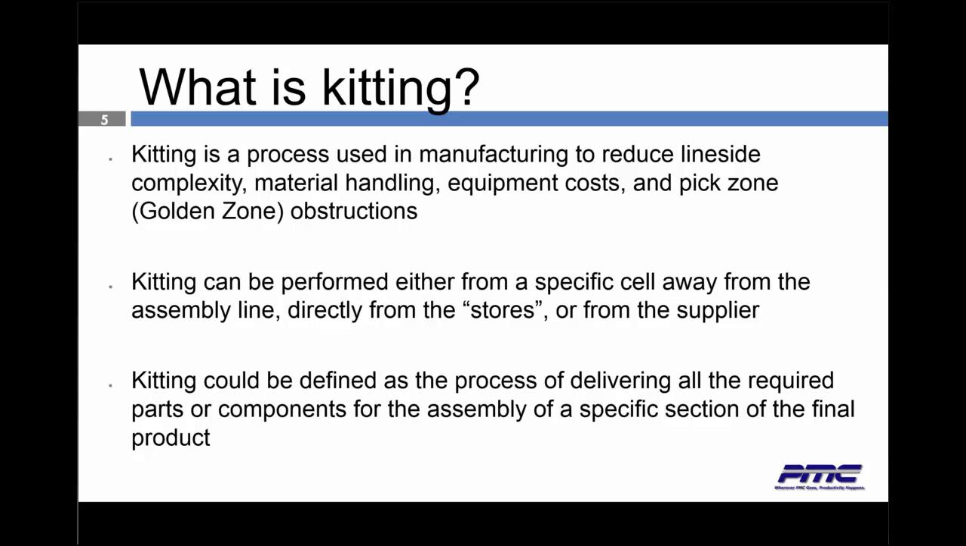Kitting can be performed either from a specific cell away from the assembly line, directly from the stores, from the supplier, even in the warehouse. Kitting can be defined as a process of delivering all required parts or components for the assembly of a specific section of a final product. So that is to say, if you have several parts going onto an assembly in one specific area, you can kit all those parts through the assembly line. That makes it easier on line side display, puts less congestion on the line, and also gives the operator a better opportunity to stay within a good pick zone.